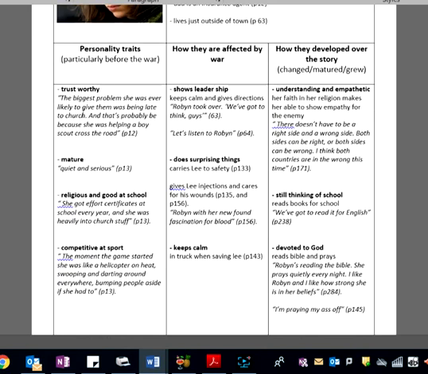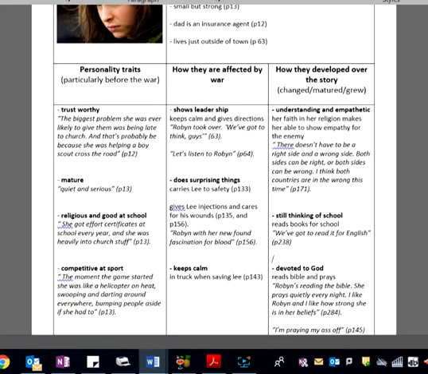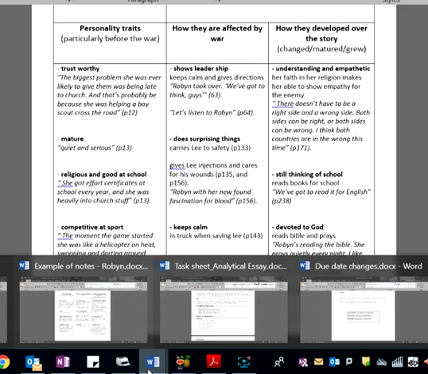This is called analyzing. You're taking the book, Tomorrow When the War Began, and you're pulling it apart in terms of the character, looking at their personality traits, how they're affected by the war, and how they mature as a result. Let's go back to our task now.